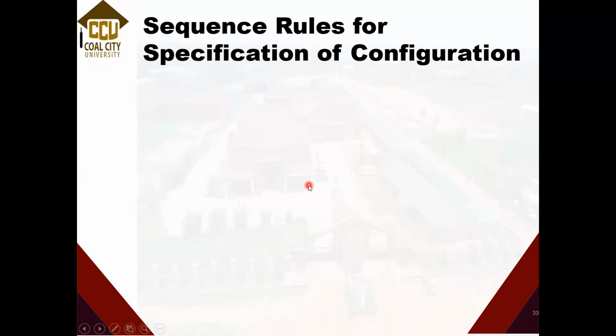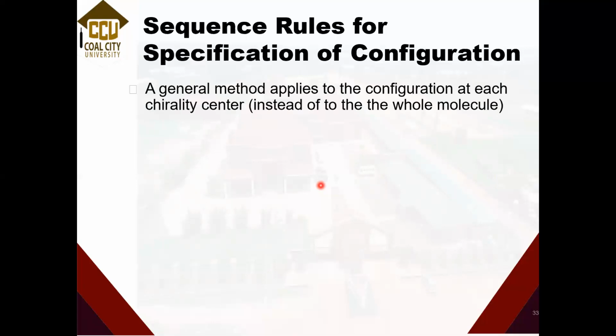Sequence rule for specification of configuration. But now, since we are using this concept for even more than carbohydrates, virtually every compound in chemistry, we now have what we call a sequence rule. This is a general method that applies to the configuration at each chiral center instead of to the whole molecule. In the previous one, I called it D-glyceraldehyde, D-erythrose, L-erythrose based on the whole molecule. But now the sequence rule helps us to name it. Each chiral center will have its own rotation, that is, its own name.